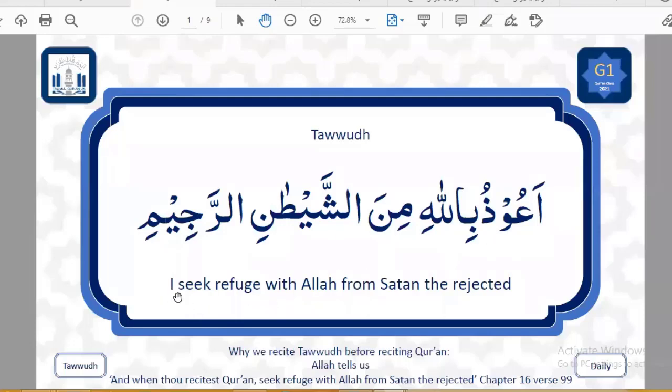Could you read the translation for me before we move on? I seek refuge with Allah from Satan the rejected. Good, well done, nearly there. I seek refuge with Allah from Satan the rejected. Well done. Let's move on to tasmiyah now.